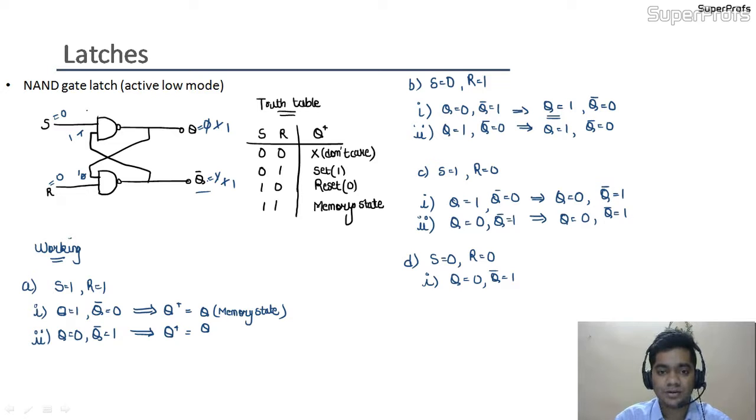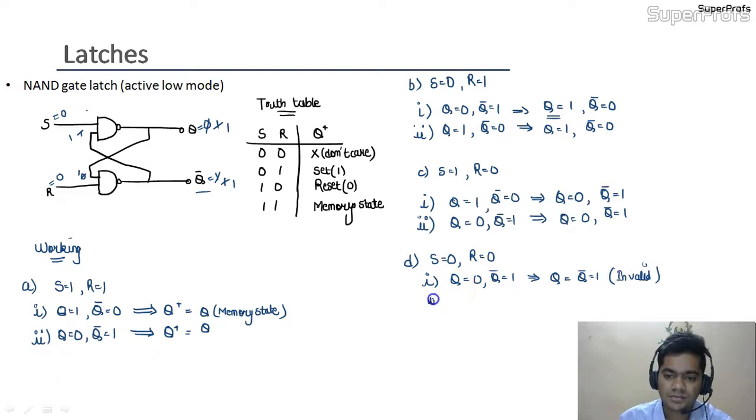This is complementary. This is against our assumption that we have taken, that the outputs we are giving as Q and Q bar. So as both the outputs are coming as 1 1, we are considering it as a don't care. That means we are not considering or we are not caring about this output, or we can say that it is an invalid state. So for S equals to 0 and R equals to 0, Q and Q bar are equal to 1, or we can say that it is an invalid state.